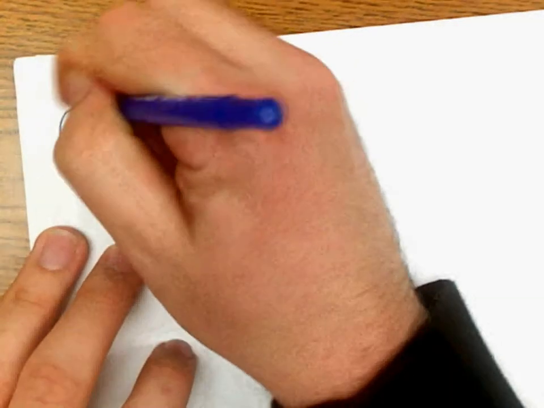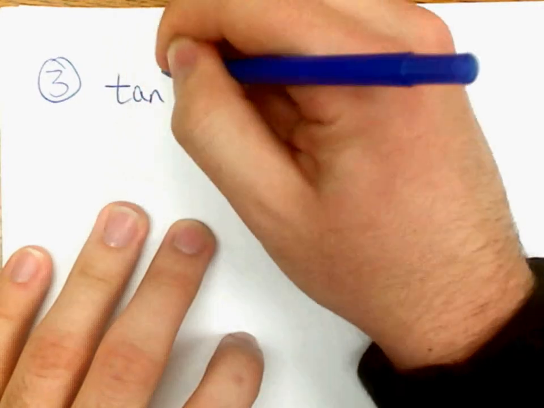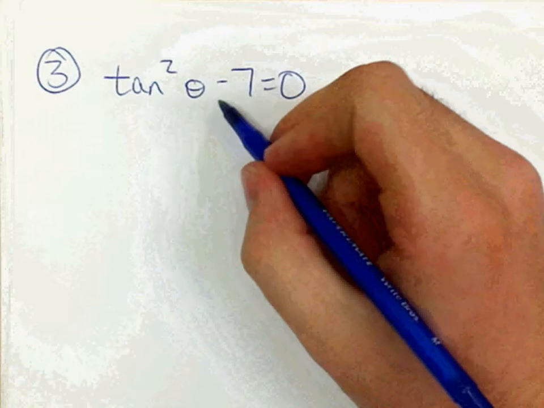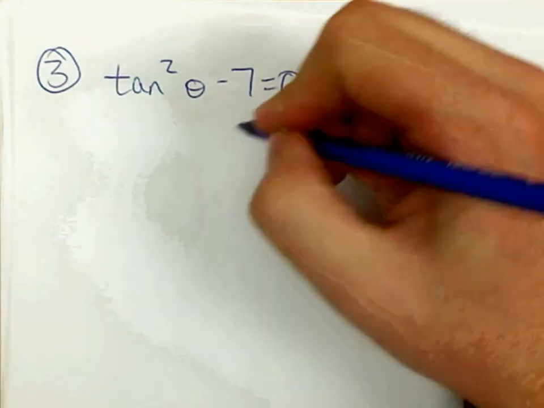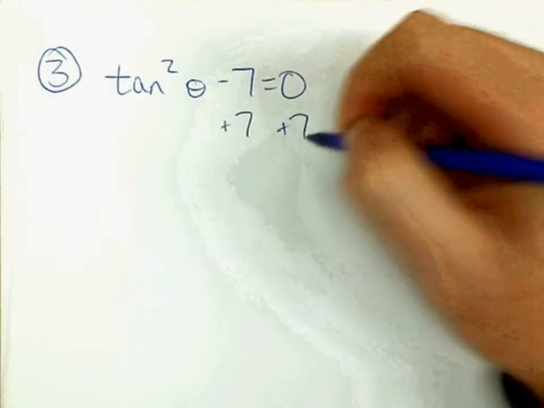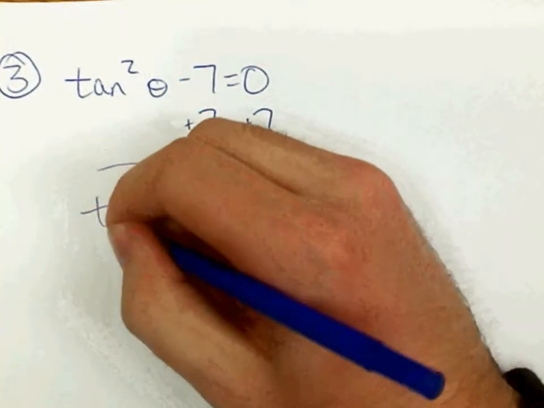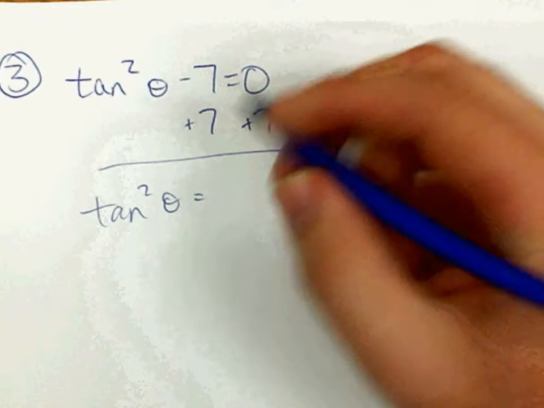And this is one that I see a very common mistake made every time we do them, so be careful. Tangent squared theta minus 7 equals 0. Now it's going to start out the same. We will add 7 to both sides to get our trig function by itself. So that gives us tangent squared theta equals 7.